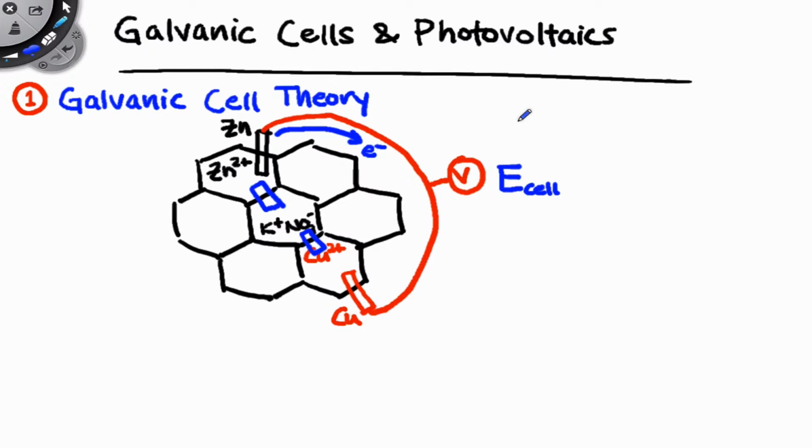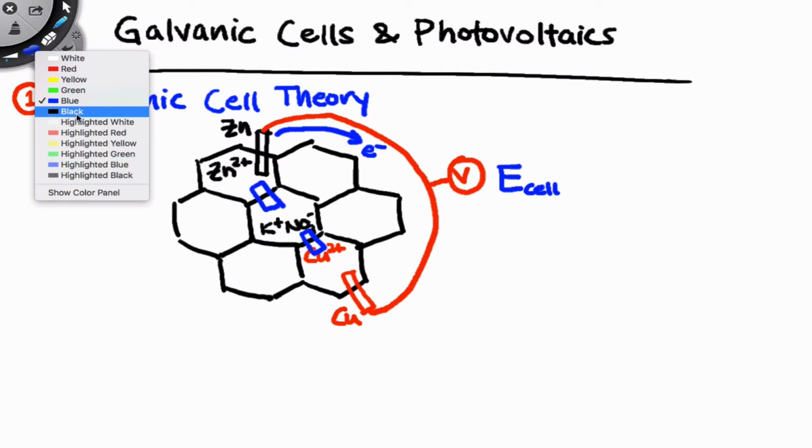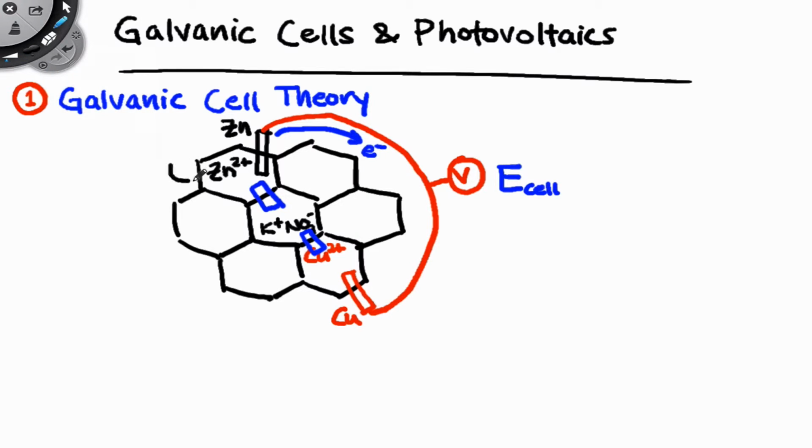Now let's try to get a handle on how to do these theoretical predictions for a given galvanic cell. So as we alluded to before, the standard situation is that the concentration of any ionic solutes, in this case the Zn2+ and the Cu2+, is 1.0 mole per liter. This is a standard cell.